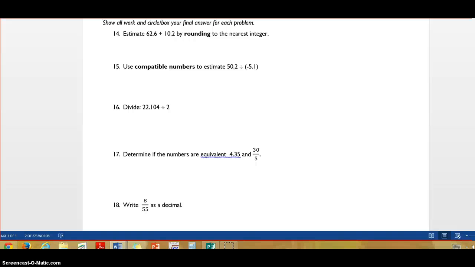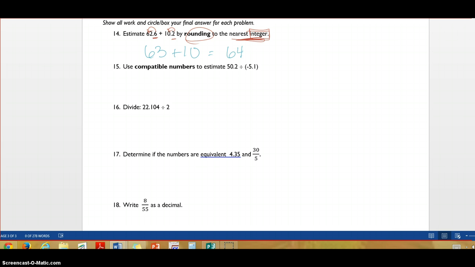So our first one is to estimate. We want to estimate 62.6 plus 10.2 by rounding to the nearest integer. That integer, we need to remember, means whole numbers. We don't want any decimals here. So when we're rounding, we'd round 62, we look at that 0.6, so we'd add 1 there, since 6 is bigger than 5, so it's going to be 63. Now we look at our 10.2. It's not going to do anything there since it is less than 5, so we would just do 63 plus 10, which ends up being 64.